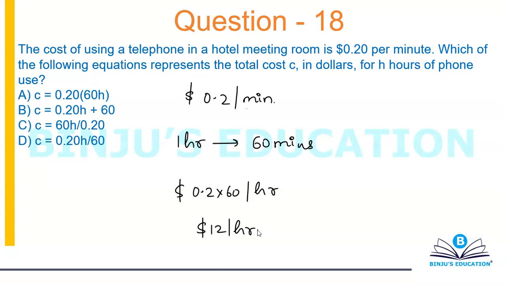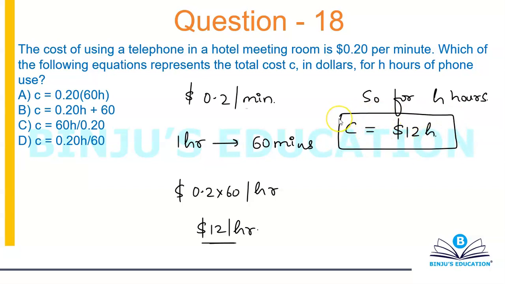Which of the following equations represents the total cost C in dollars for H hours of phone use? Now, if you're using it for H hours, for 1 hour you'll have to pay $12, so for H hours you'll have to pay a total of 12H dollars. Now, interestingly, you'll observe that none of the options gives you simply 12H. They have given you the option in the conversion form.